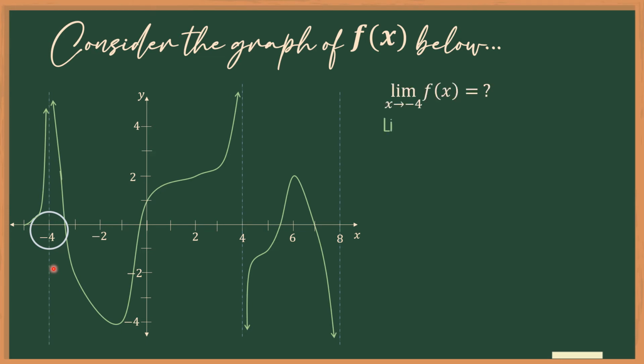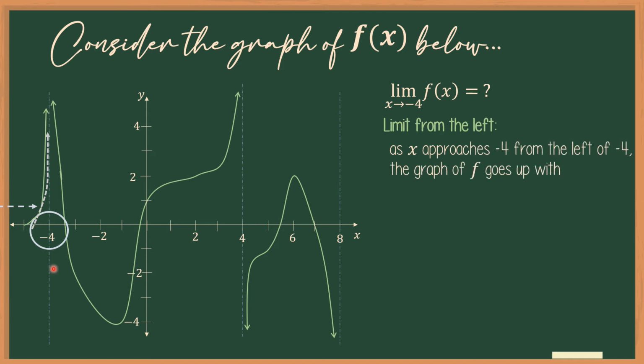Okay, so let's do the left-hand limit first. What do we observe? The value of f of x increases without bounds, or the graph moves up infinitely when x approaches negative 4 from the left. So we say that as x approaches negative 4 from the left, the graph of f goes up without bounds. So the left-hand limit of f of x as x approaches negative 4 is equal to positive infinity.